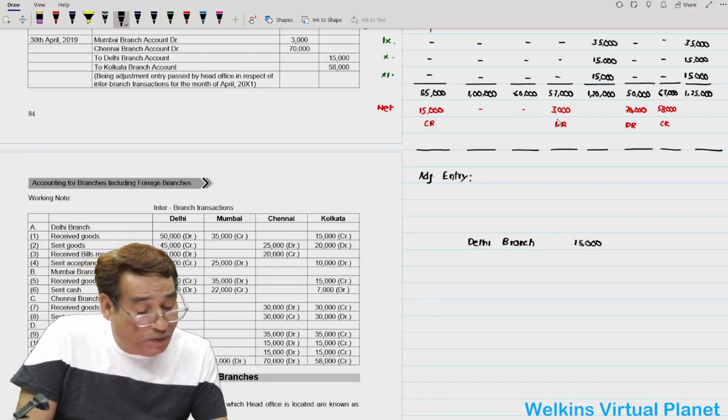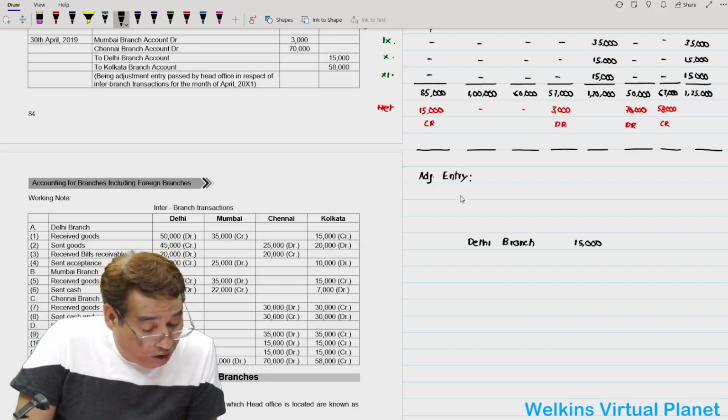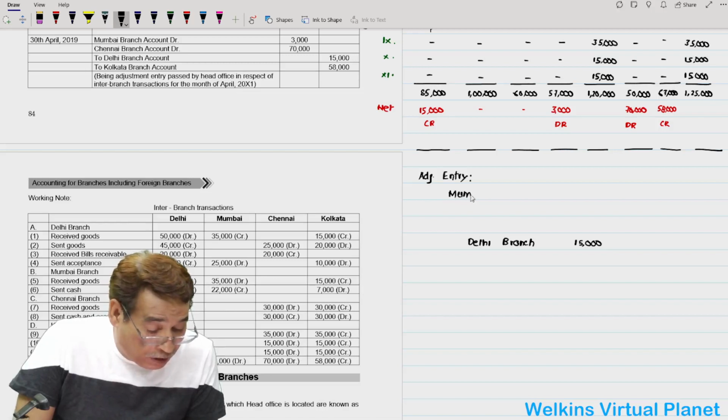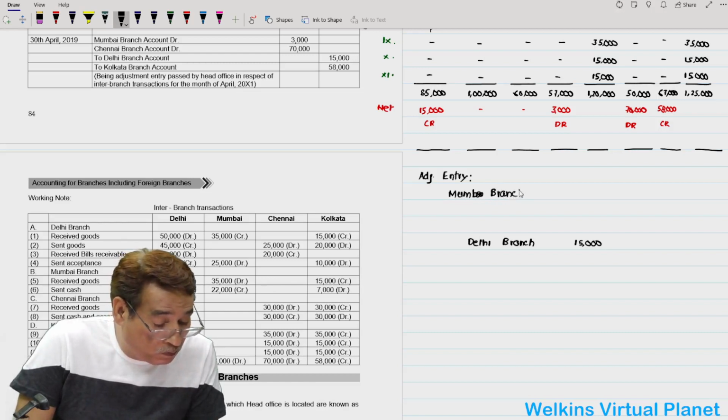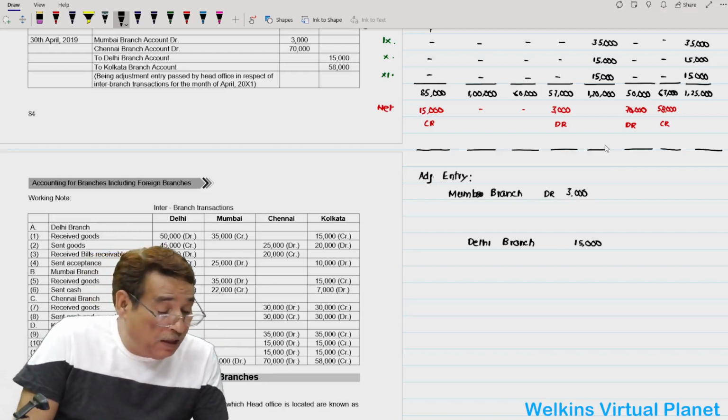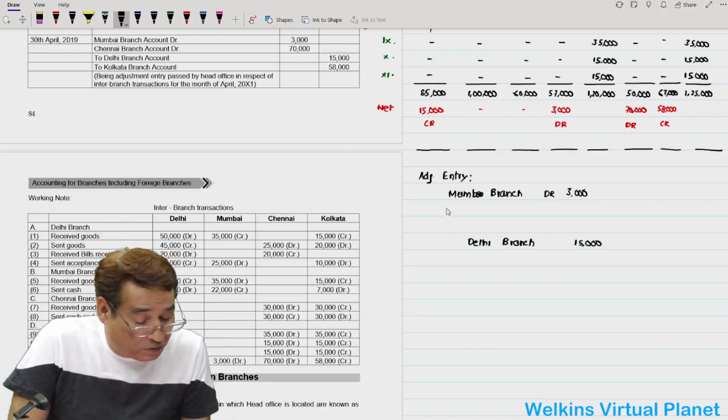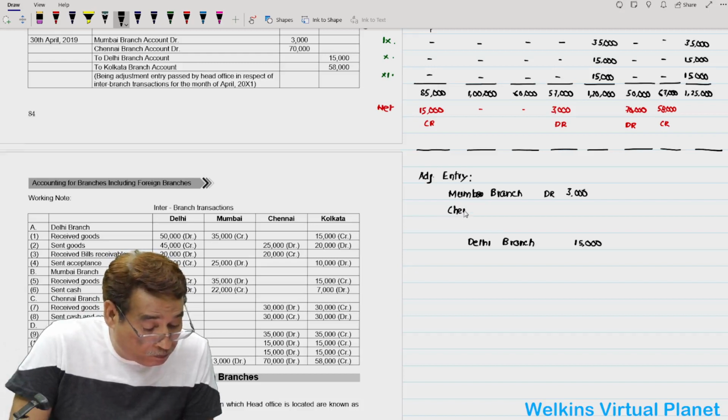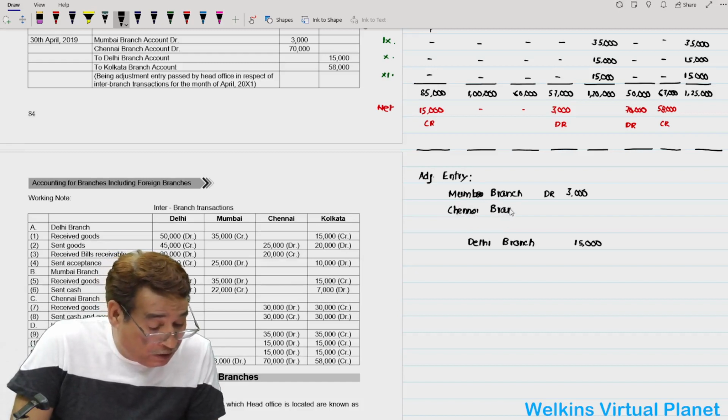Similarly, you find that Mumbai branch, these two columns are related to Mumbai branch, and Mumbai branch is having what we call a debit balance. So you will debit Mumbai branch account by rupees 3000. Correct? Similarly, in case of Chennai, we find there is a debit balance of 70,000. So I will write Chennai branch account, debit balance of 70,000.